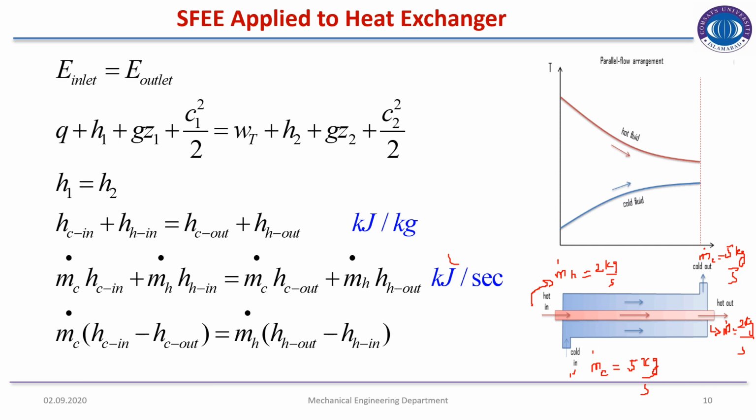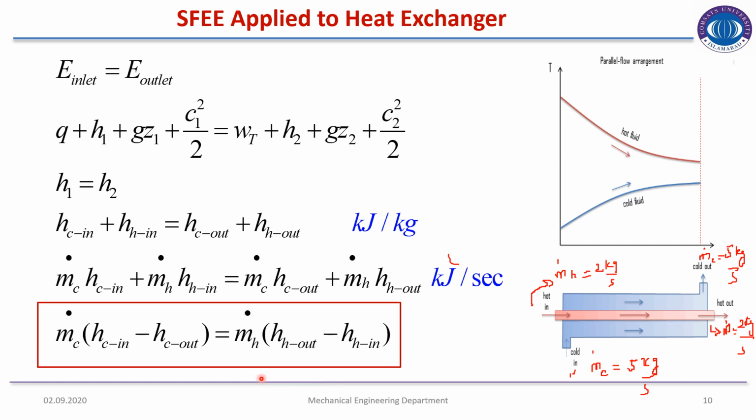So we have multiplied the mass flow rate with the respective terms, hot and cold fluid: m dot c times (h c in minus h c out) is equal to m dot h times (enthalpy of hot at the exit minus enthalpy of hot at the inlet). That is the steady flow energy equation reduced for a heat exchanger in parallel flow arrangement.